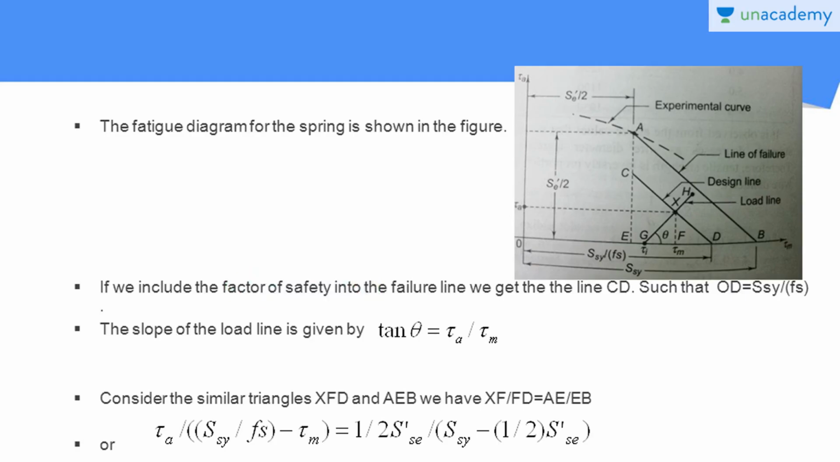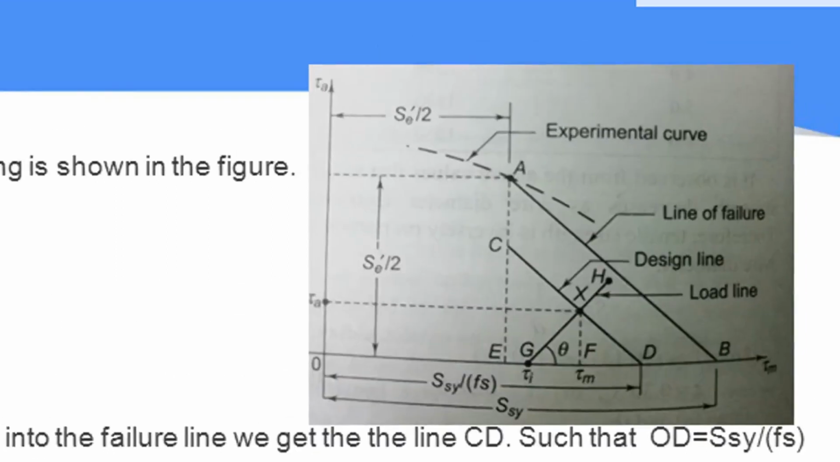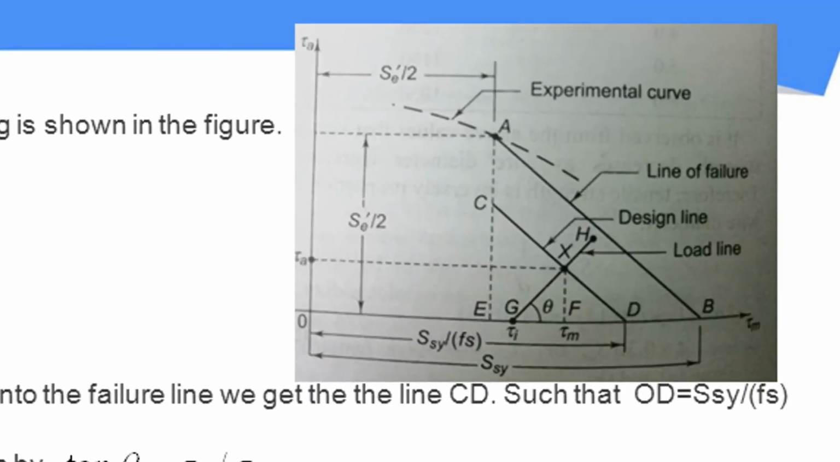So now we have found the value for tau A and tau M. With the help of the data or the theories of failure, we can find the safe values of tau A, the stress amplitude, and tau M, which is the mean stress of the springs under the fluctuating loadings. Here you can see in this figure, we have a plot of tau A against tau M.